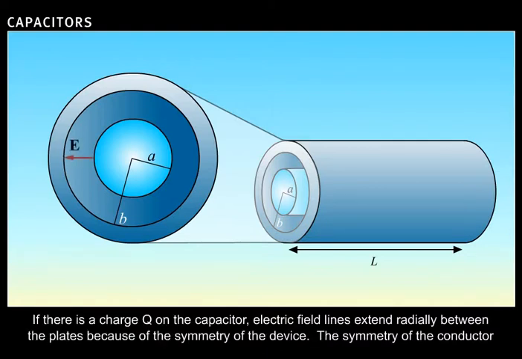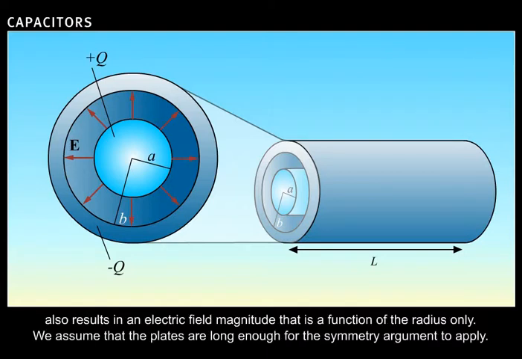If there is a charge Q on the capacitor, electric field lines extend radially between the plates because of the symmetry of the device. The symmetry of the conductor also results in an electric field magnitude that is a function of the radius only. We assume that the plates are long enough for the symmetry argument to apply.